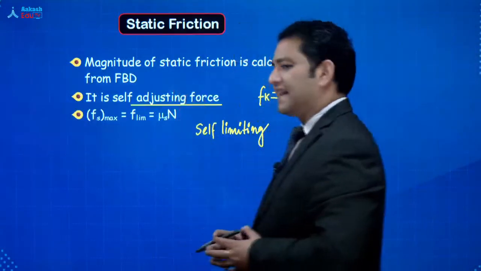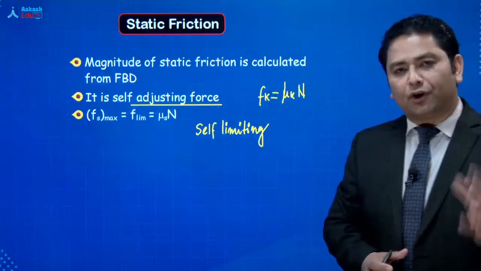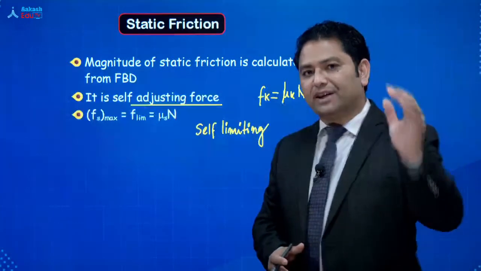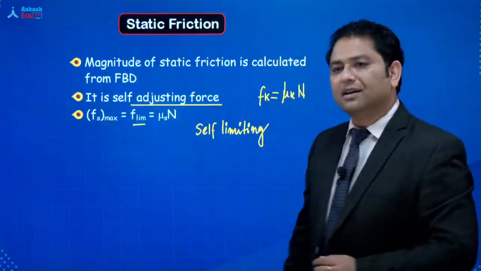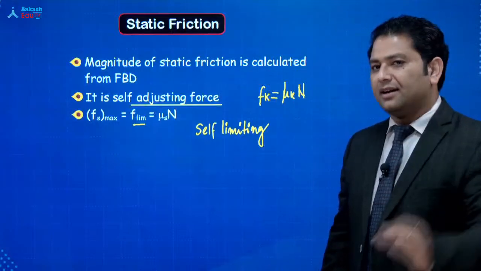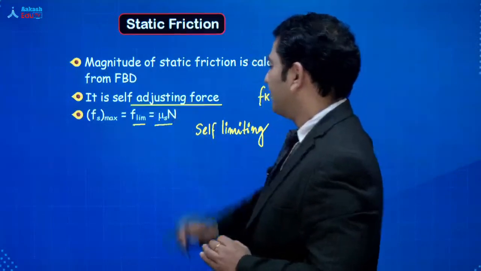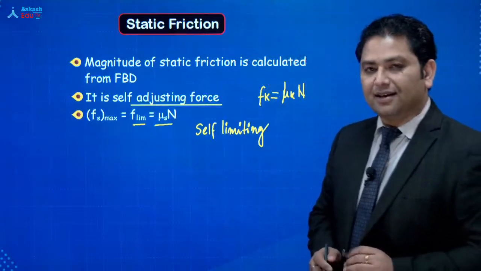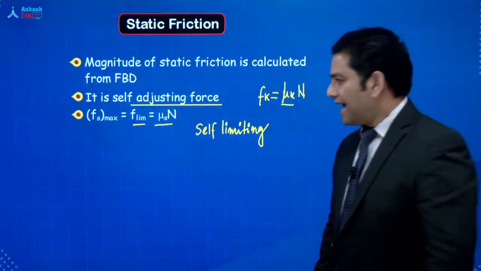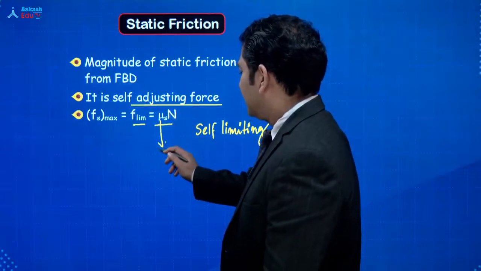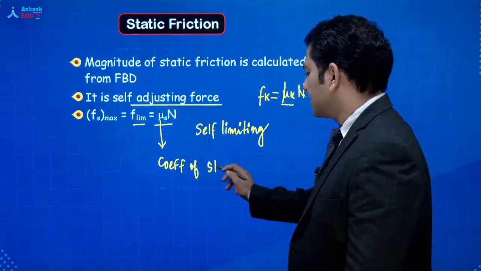Although the value of static friction is calculated from the free body diagram, we have the formula for maximum static friction, and that maximum static friction is also called the limiting friction. Let me repeat it again. That static friction maximum is called the limiting friction, and that value is mu s times N. Notice there is a difference from kinetic friction, which is mu k times N. The maximum static friction is mu s times N, and this mu s we call the coefficient of static friction.